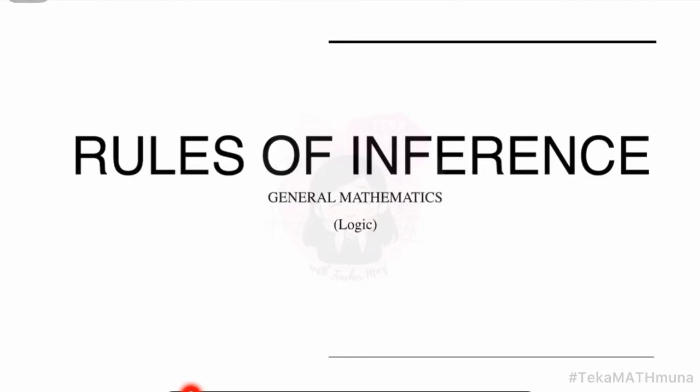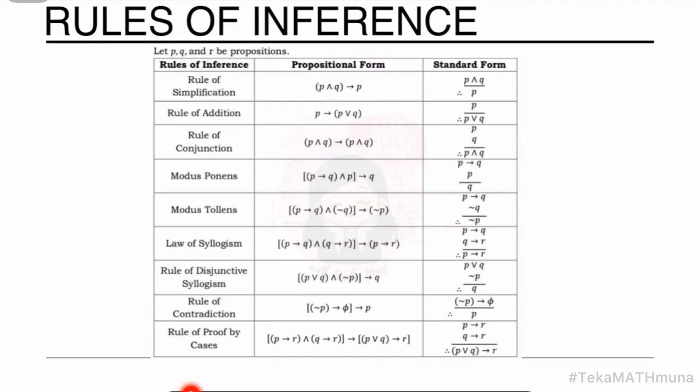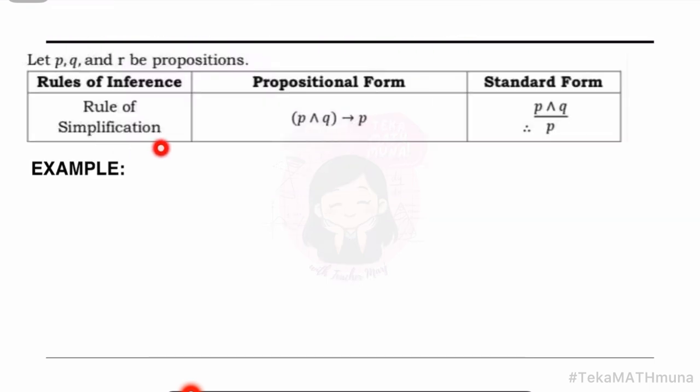Hello everyone. Today we will explore one of the most important topics in logic, the rules of inference. These rules help us draw valid conclusions from given statements or premises. These are the rules of inference. We will go through the 9 basic rules with examples. So let's start with the rule of simplification.